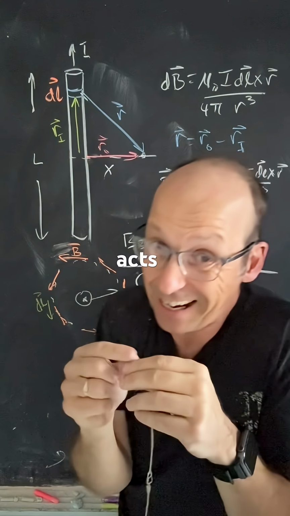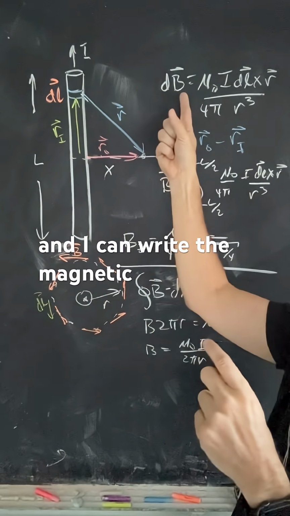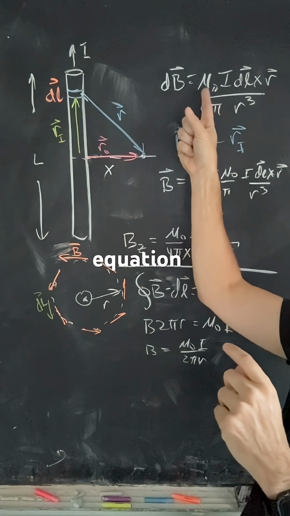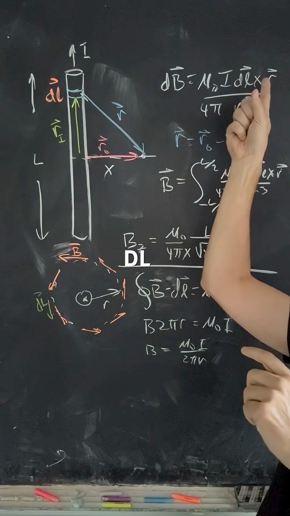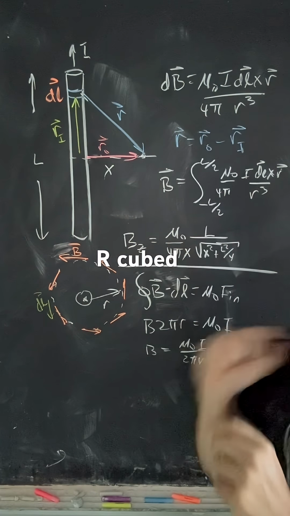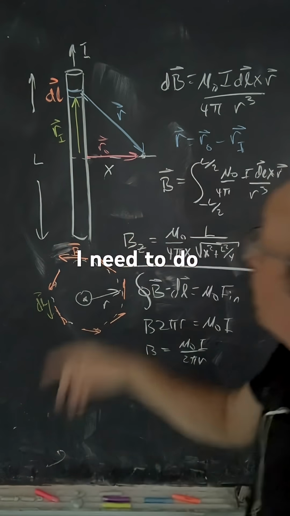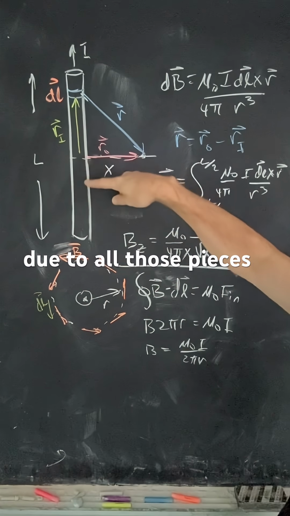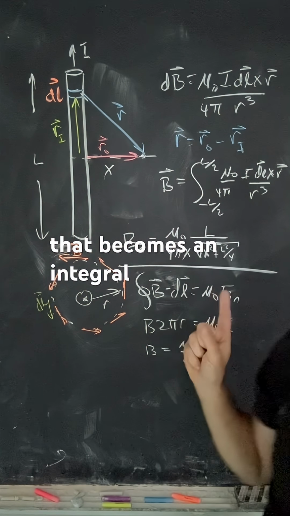Each little piece acts like a moving charge, and I can write the magnetic field due to that piece as the vector equation mu naught I dl cross r over 4 pi r cubed. And then what I need to do is just add up the contribution due to all those pieces over the whole rod. And that becomes an integral.